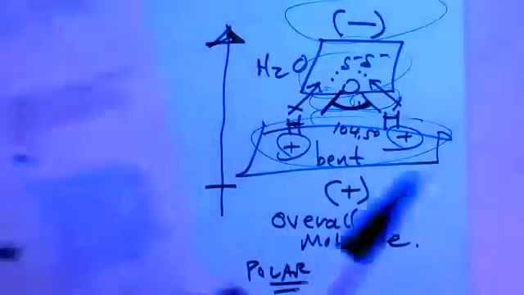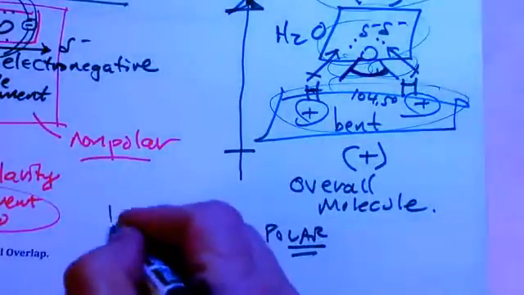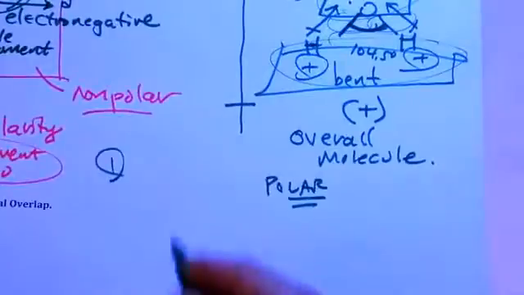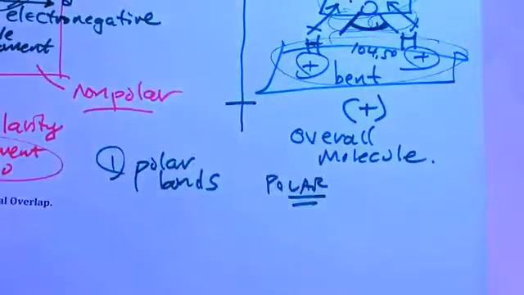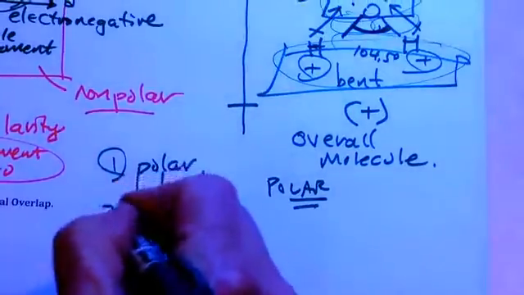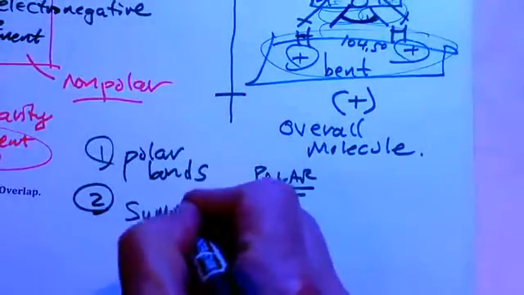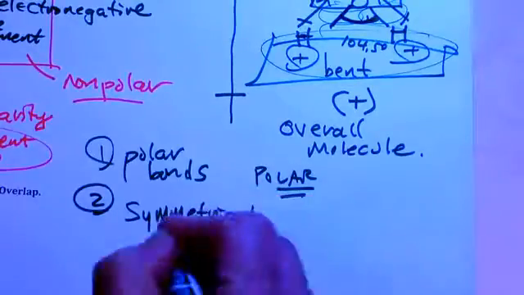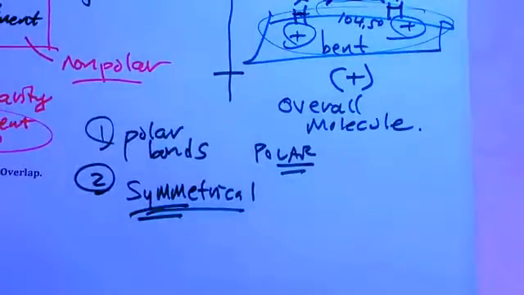Determining whether a molecule is polar or not depends on 2 things, and we're going to write those 2 things down. Number 1, you've got to have polar bonds. If it doesn't have polar bonds, it can't be polar. And number 2, it depends whether the molecule is symmetrical or not. Symmetrical is kind of a fancy word, but I think most of you know what it means.